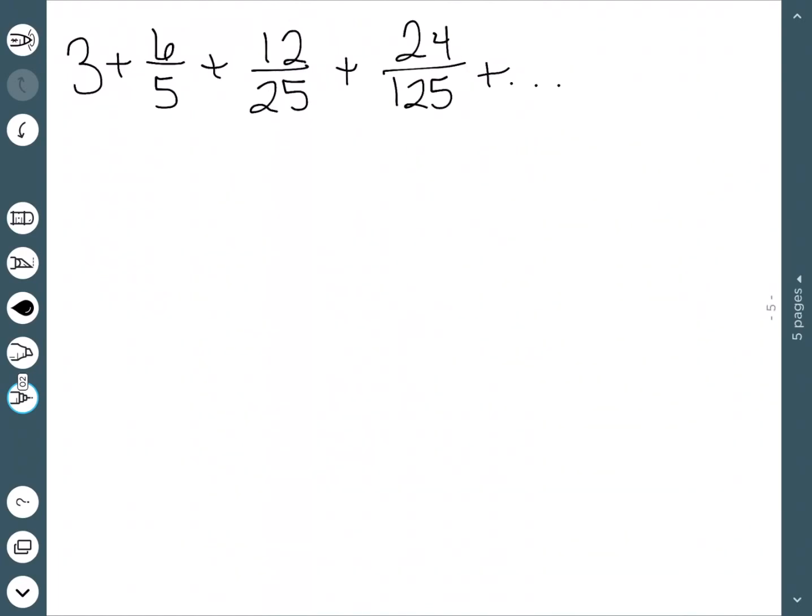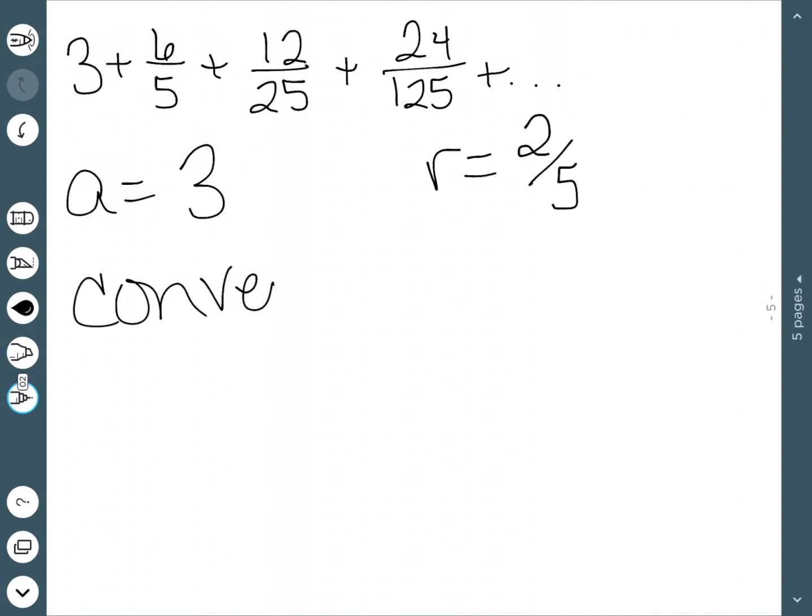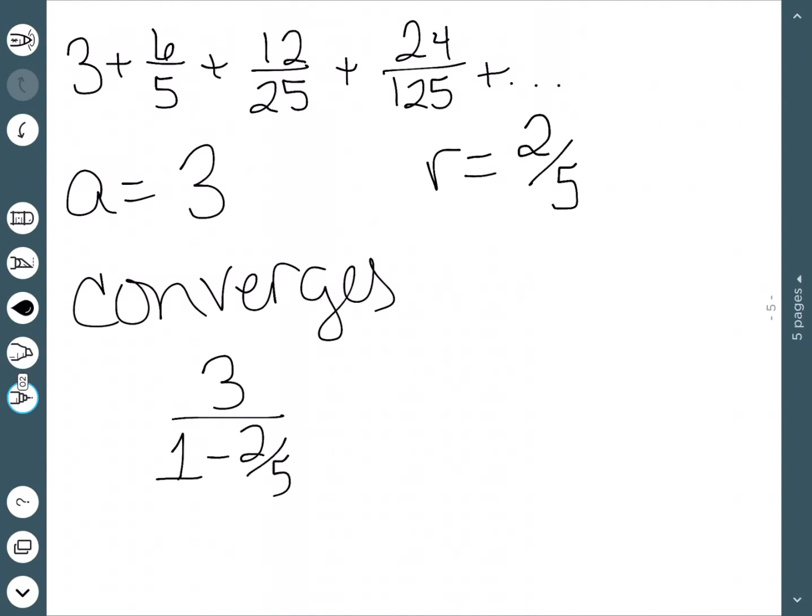My next example, 3 plus 6 over 5 plus 12 over 25 plus 24 over 125, etc. A is my first term, which is 3. And to get from one term in this series to the next, we need to multiply the top by 2 and the bottom by 5, so r is 2/5. The absolute value of 2/5 is less than 1, so this converges to a over 1 minus r, which if we simplify is 5. So this series converges to 5.